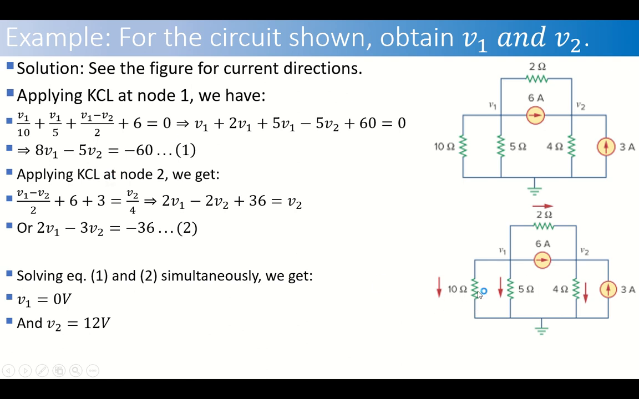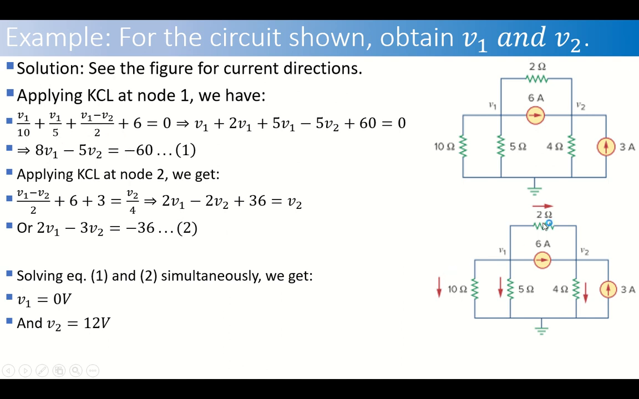So we start with the current in the 10 ohm resistance. The 10 ohm resistance is connected in between node V1 and ground. So the current will be, according to Ohm's law, voltage divided by resistance. The voltage will be V1 minus 0 divided by 10, that is V1 divided by 10. Next we have the 5 ohm resistance, connected in between V1 and ground node. So the current will be V1 minus 0 divided by 5, that is V1 divided by 5.